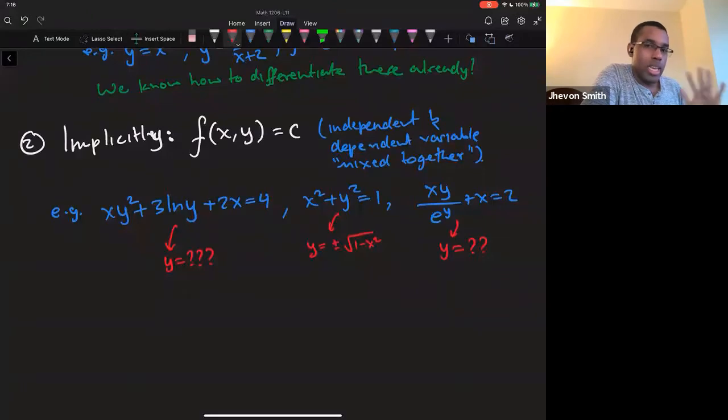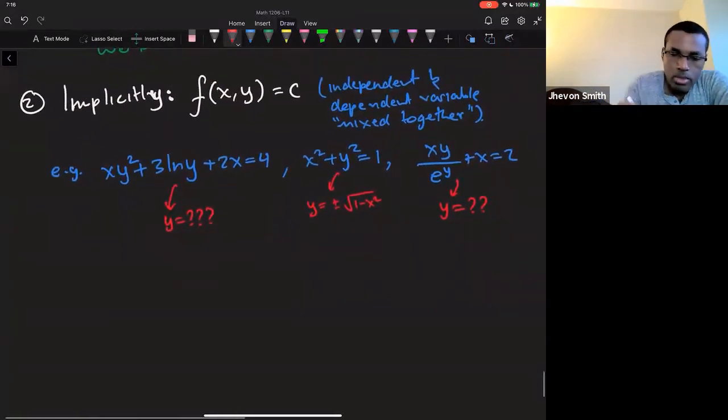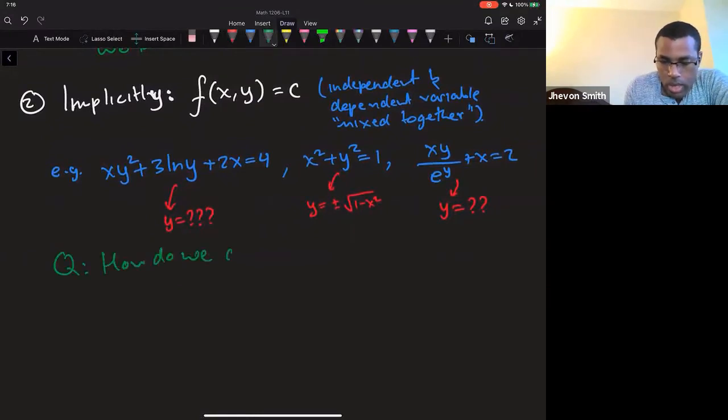Because all the formulas that I gave you for derivatives so far only had x's in them. Like you had x to the n, right? Like y equals x to the n, then y prime is n x to the n minus 1, right? So how do the formulas work when there are y's mixed in? That's the question. So how do we differentiate in the implicit case?